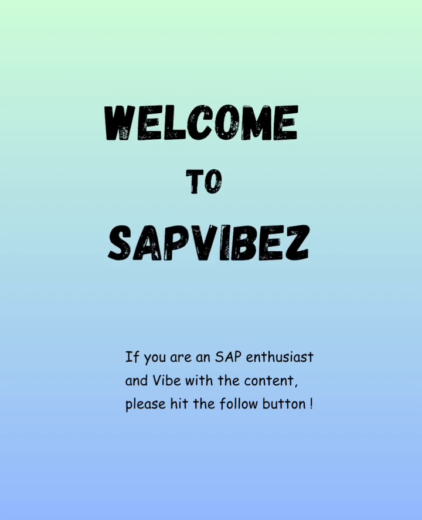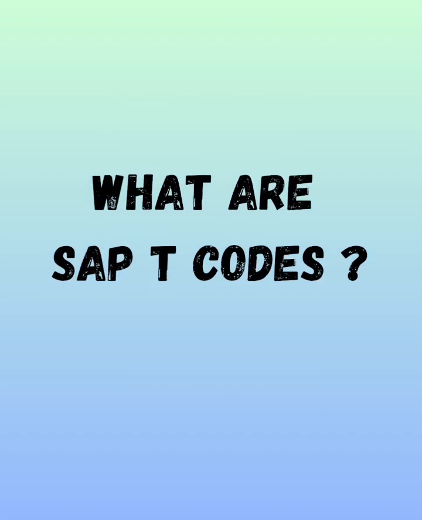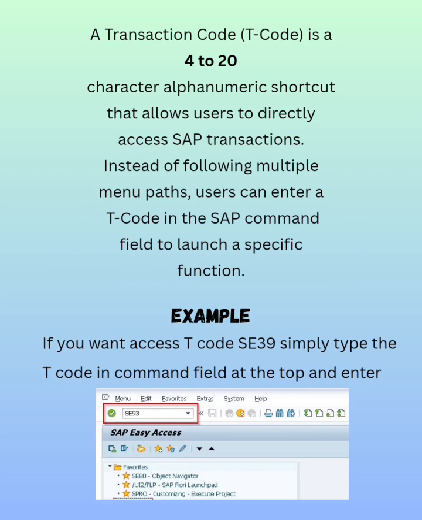Today's topic is what are SAP T-codes? T-code stands for transaction code in SAP language. It is a 4 to 20 character alphanumeric shortcut that allows us to quickly access and execute specific functions or modules within the SAP system instead of going through the complex hierarchical menu. Here is a sample screenshot of accessing a T-code in the SAP menu.